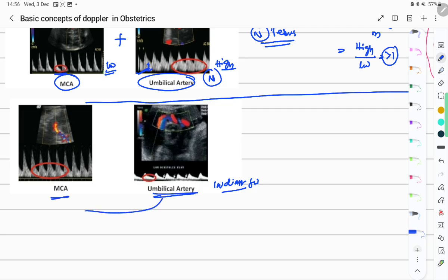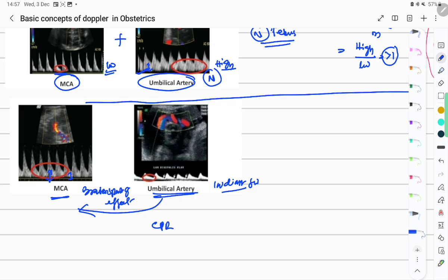And so when we get an umbilical artery with low diastolic flow, next we will refer the patient to do an MCA PI, so MCA Doppler. In MCA Doppler, see, there is high diastolic flow. High diastolic flow means there is fetal hypoxia. That means there is redistribution of blood, or brain sparing effect. So, brain sparing effect.